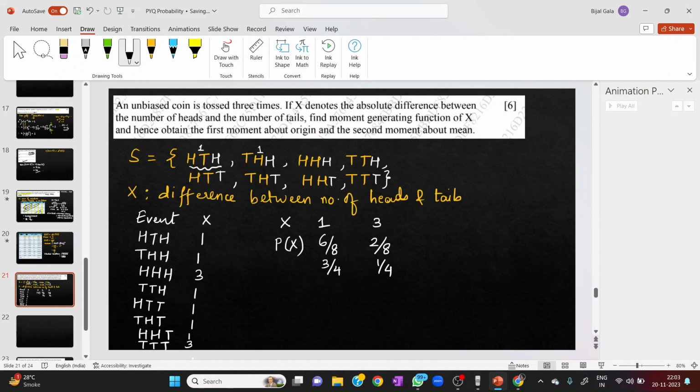So find the moment generating function of x and hence find the first moment about origin and the second moment about mean.